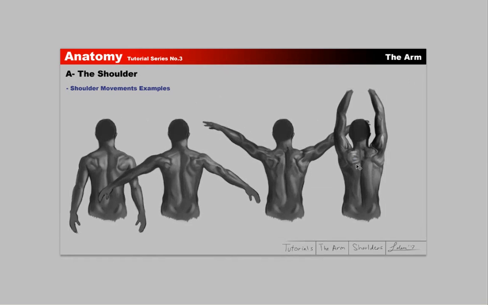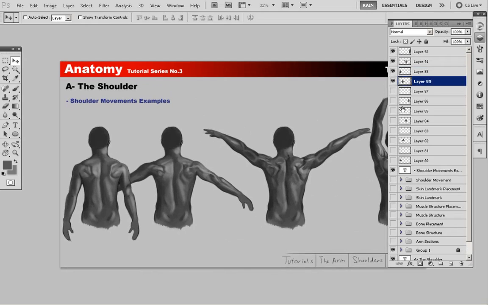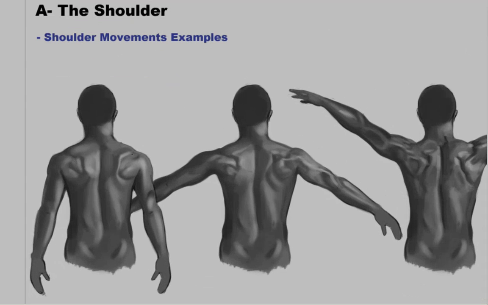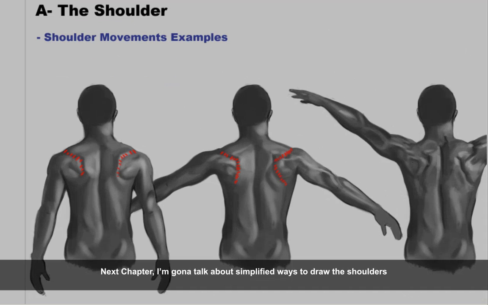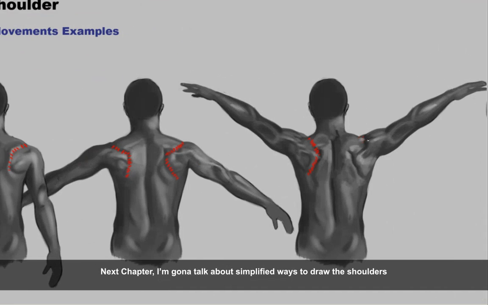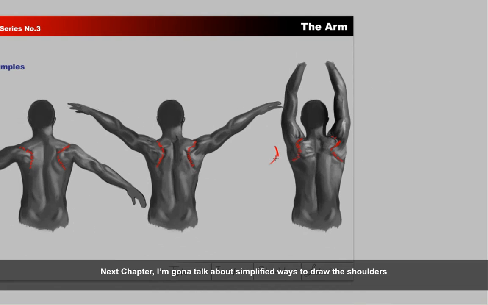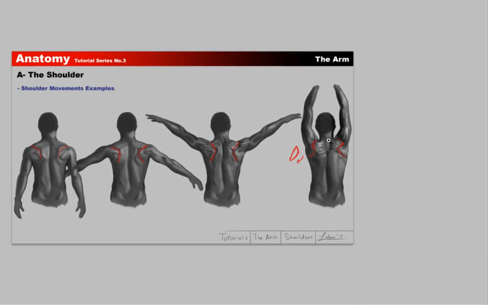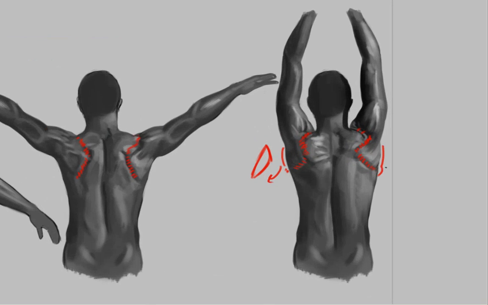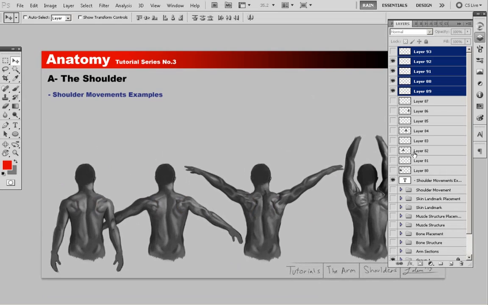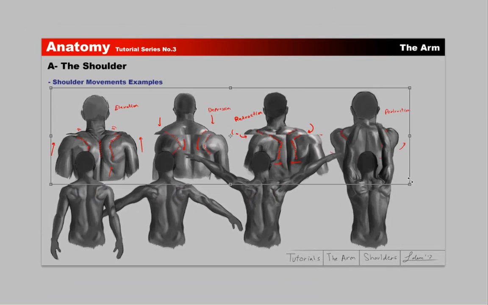In the next chapter, I'm going to talk about the simplification of the shoulder area, how we're going to draw the arms and the shoulder area in a more simplified way, so you don't have to go into such details, especially if you're going to draw cartoons or anime or other types of drawing that don't need all this kind of detail. Like if you want to draw a character with costume, you don't have to draw every muscle and bone under it. So we're going to talk about this next.